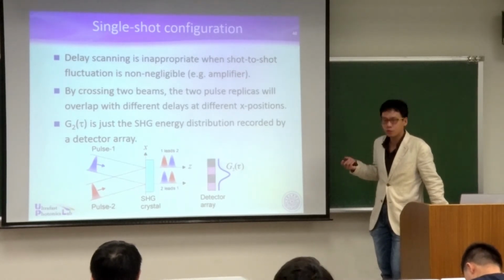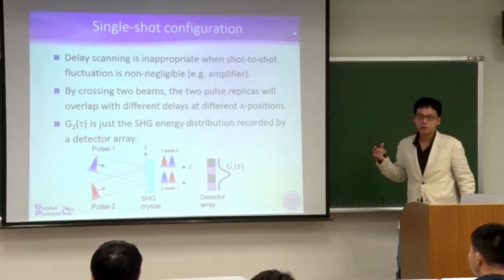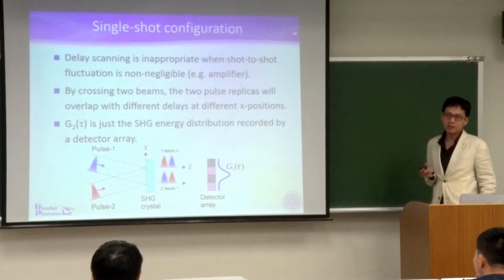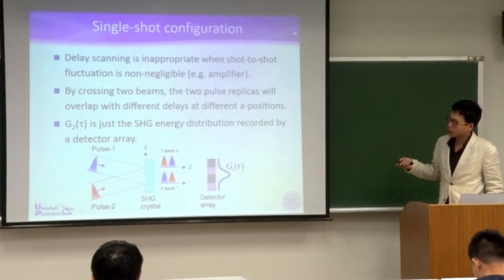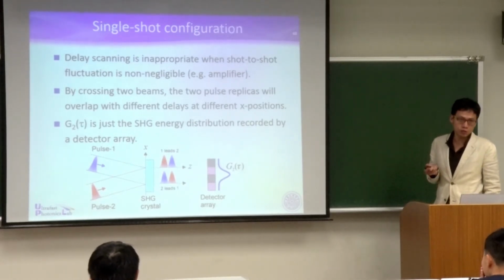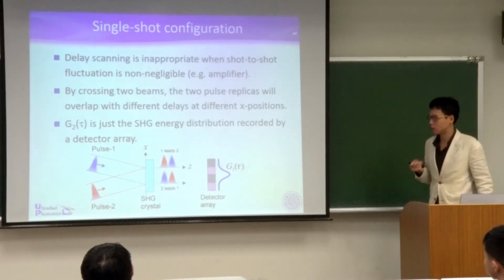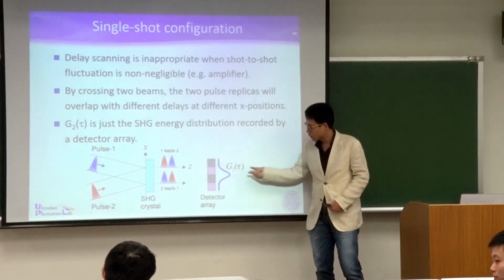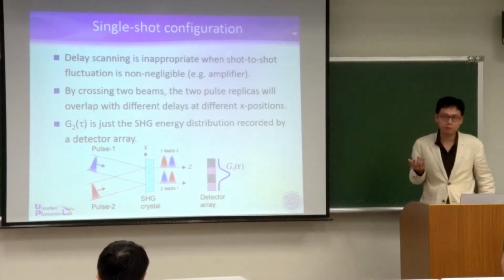We know the G2 function width is in close relation with the pulse duration. If you have a long pulse duration, you need a big delay window to accommodate the G2 function, okay? Then you can determine what the bin size is, what crossing angle you need to use. If you do not consider these practical issues, you might do the experiment and only get part of the G2 function because the window size is not big enough.